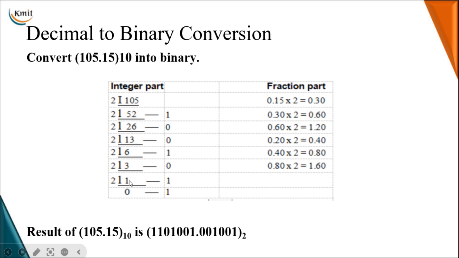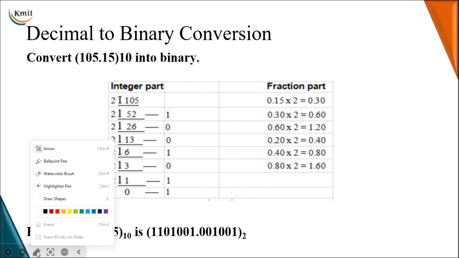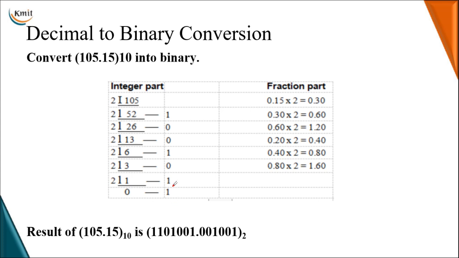So 2 zeros 0, 1 minus 0 becomes 1 as the remainder. So the last remainder will be the most significant bit, and the first remainder will be the least significant bit. So writing all the remainders from bottom to top, we would have the equivalent binary number of your given integer number 105.